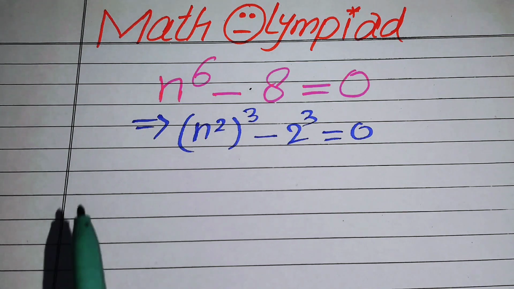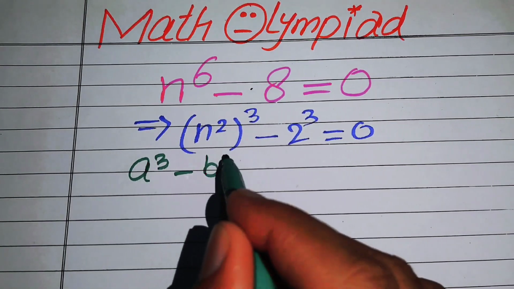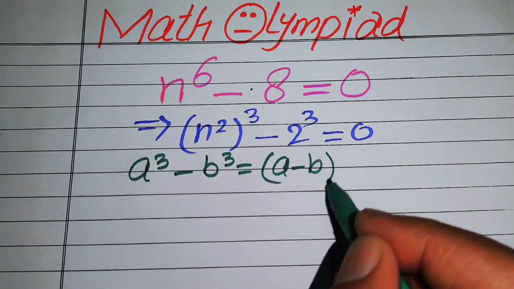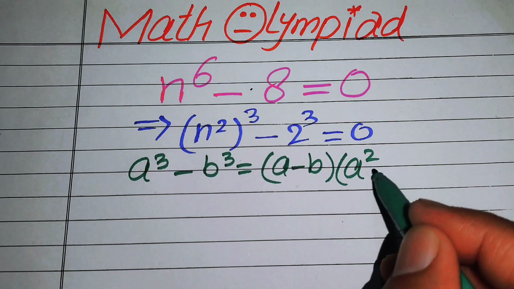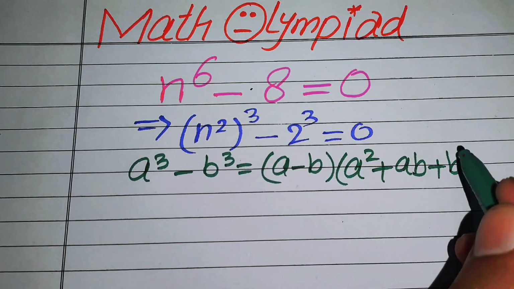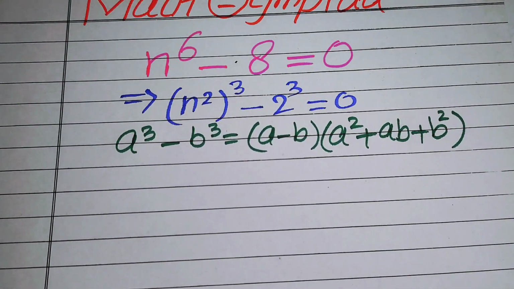If we have a cubed minus b cubed, it equals a minus b times a squared plus ab plus b squared. So now we will use this nice formula.